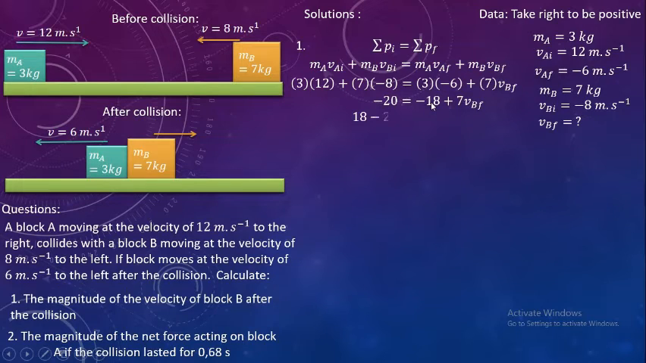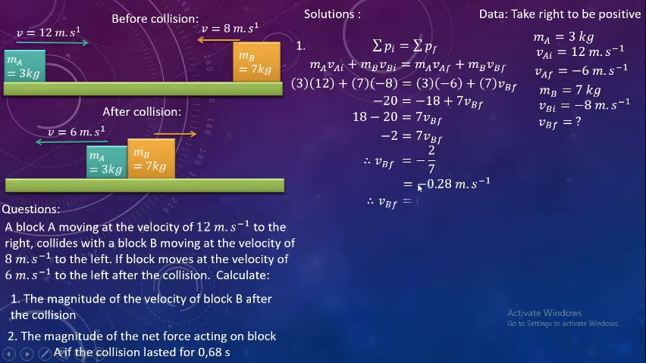We transpose this negative 18 to the other side, it becomes positive. We just drop this negative 20, and this one we just drop it as it is, and then from the 18 minus 20 will give us negative 2. We divide both sides by 7 so that we can have the final velocity of block B to be negative 2 over 7, and then negative 2 over 7 is just negative 0.28 meters.